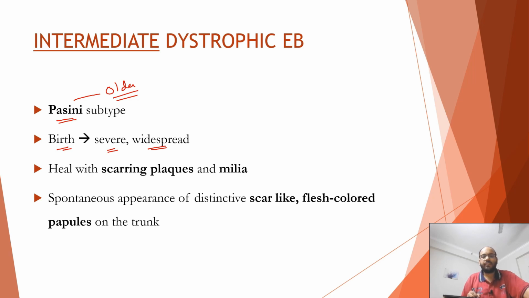These blisters heal with scarring, plaques and milia. Remember, scarring and milia are consistent features of dystrophic EB. They can also be seen in the junctional variant, but remember the severity is very much higher in dystrophic type.